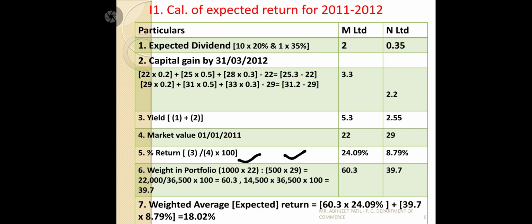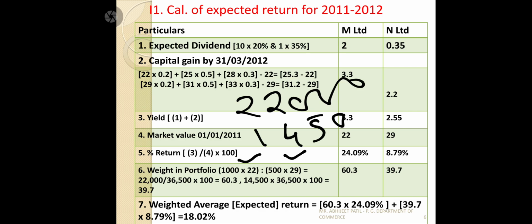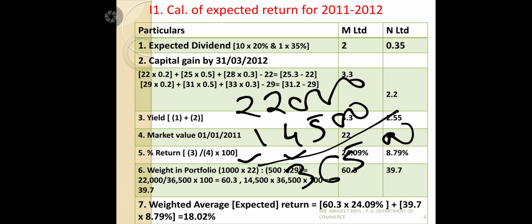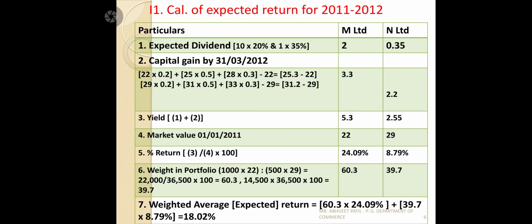So 22,000 divided by 36,500 into 100 will get 60.3, and 14,500 divided by 36,500 into 100 will get 39.7. So how does 36,500 come? It will be 22,000 plus 14,500, which will get the total weight, that is 36,500. So that has to be found out, and we multiply with 100 as a percentage, and we'll get the weight of M 60.3 and N it is 39.7.